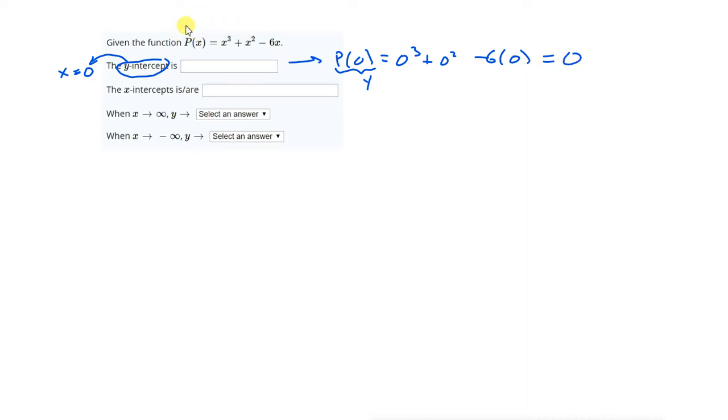Okay, because p of x is just a fancy function name for just the output y. So my y ends up being 0. So my input was 0 in this case, my output was 0. Now you might get a different answer on your version of the function of the problem.